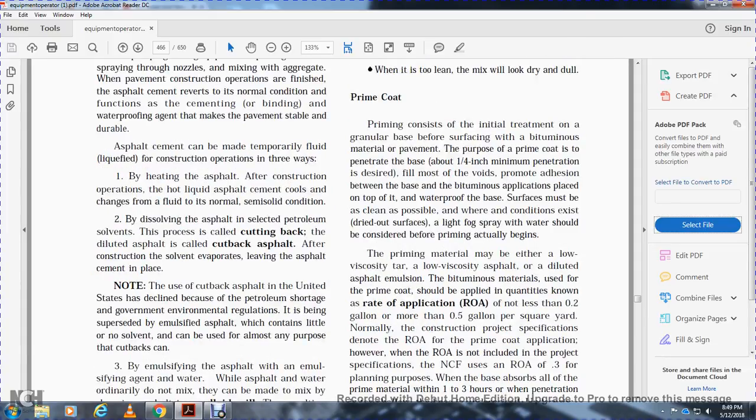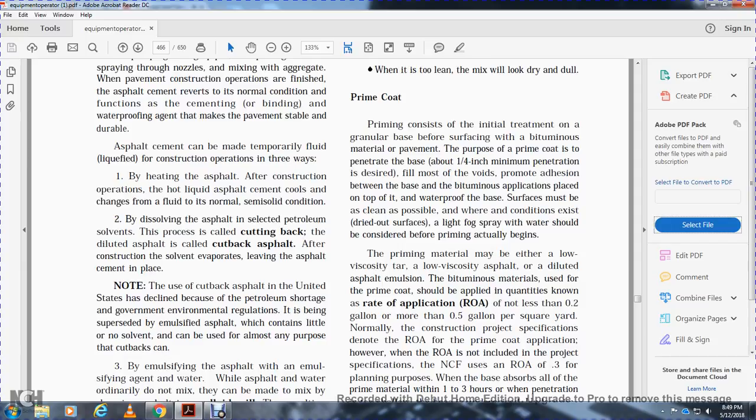The prime coat consists of the initial treatment of the granular base with a bituminous material before surfacing or paving. The purpose of the prime coat is to penetrate the base, with a minimum penetration of about a quarter inch desired, to fill most of the voids, and to promote adhesion between the base and the bituminous application placed on top, waterproofing the base surface. It must be as clean as possible, and where conditions exist, a dried-out surface should get a light fog spray of water before priming actually begins.